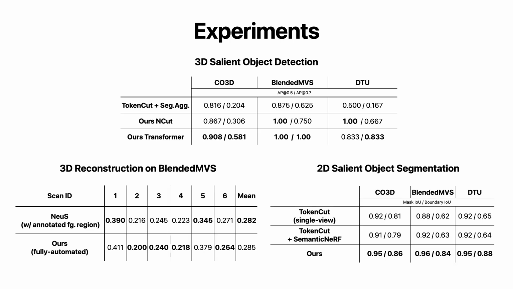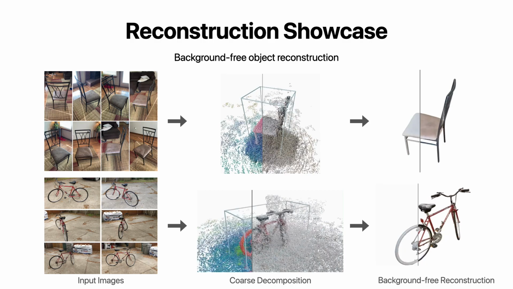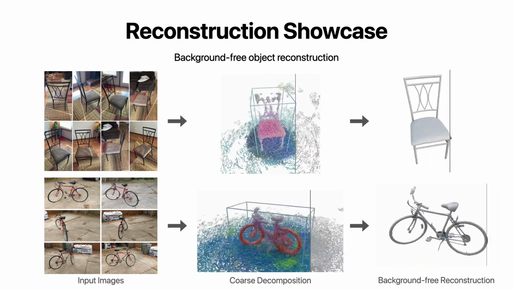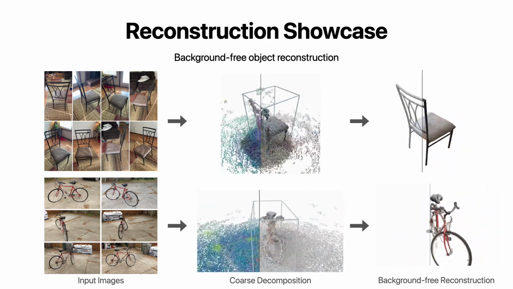We evaluate the background-free reconstruction in terms of the extracted mesh and 2D foreground mask renderings. Our pipeline obtains better or similar chamfer distance compared with object models reconstructed by NeuS using manually annotated foreground regions. Our pipeline can also naturally render accurate multi-view segmentation masks. It performs better than state-of-the-art 2D salient object segmentation method TokenCut, as well as its multi-view results refined by semantic NeRF. Here we show our coarse decomposition results on SFM point clouds and the final background-free object reconstruction.